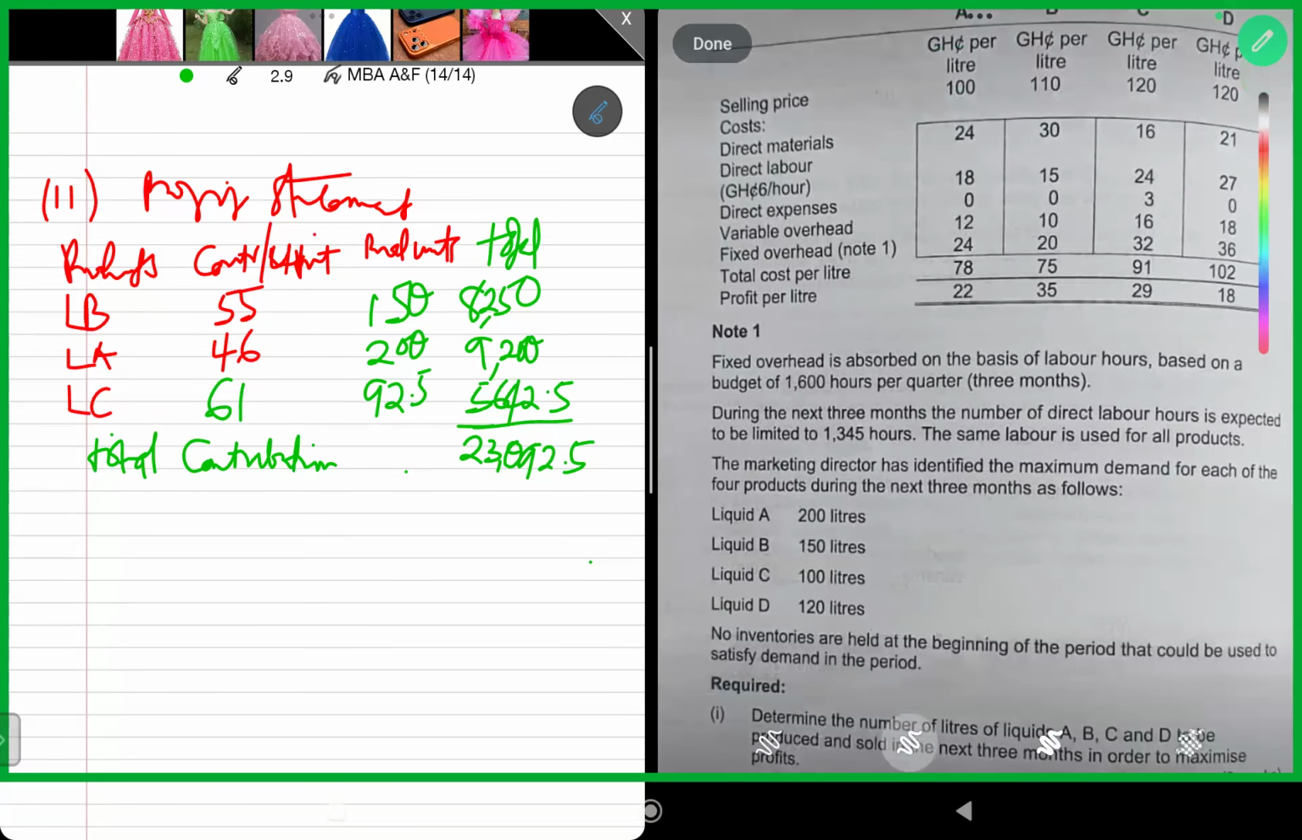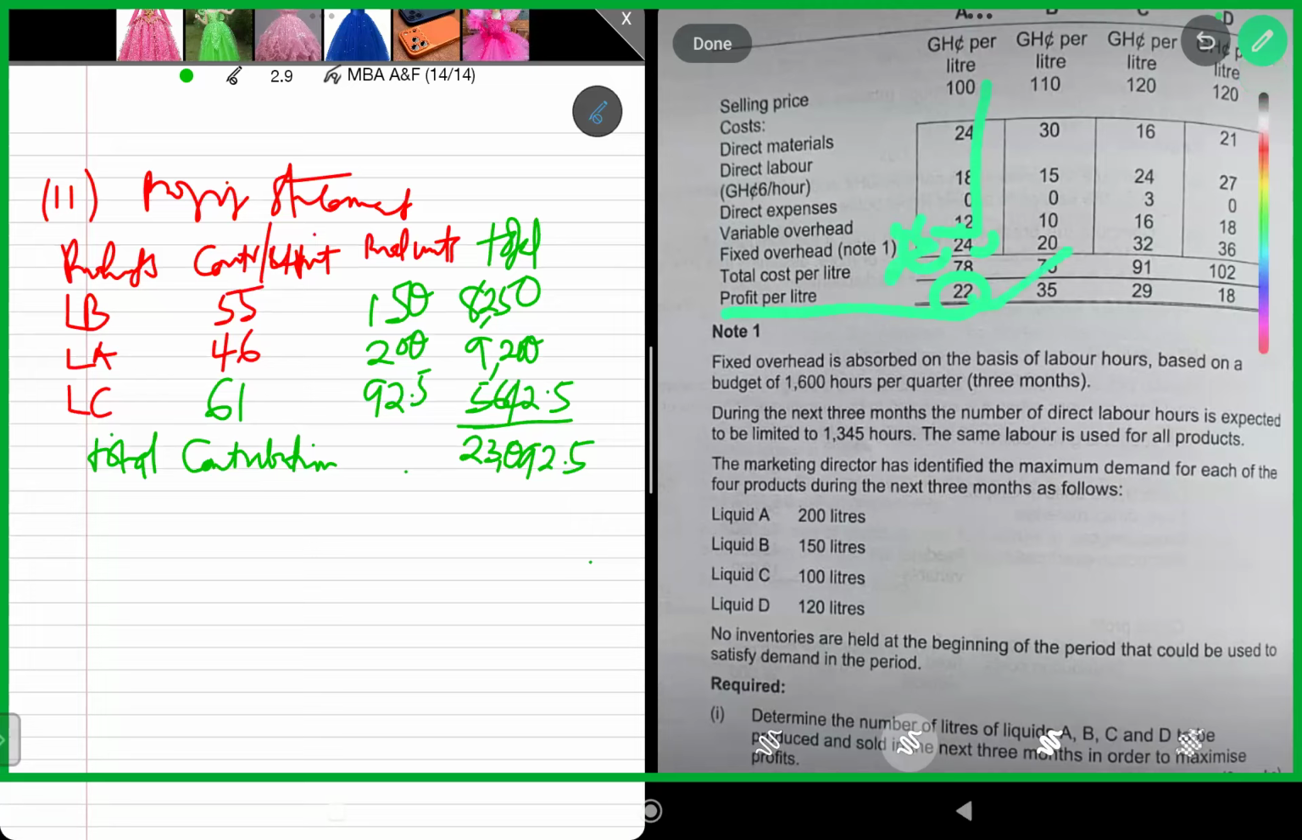So the contribution per unit is 100 minus the variable cost. That is the end of the contribution, and here they find their profits. So what did they do to their contribution to get the profit? They deducted the fixed overhead to get the profit. The contribution we got here, let's say for liquid A, was 46, and from the 46 we deducted a fixed overhead to get the profit.